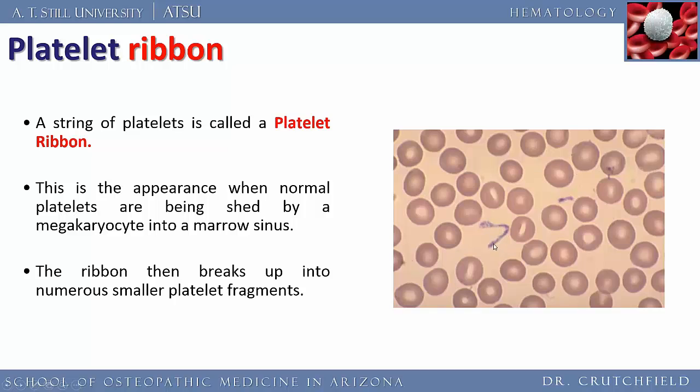Occasionally, we'll see what's called a platelet ribbon. And so here's some red cells. These all look normal, a nice little UFO-shaped disc. And then you see these platelet ribbons. This is when the platelet is being shed into a marrow sinus by the megakaryocyte.